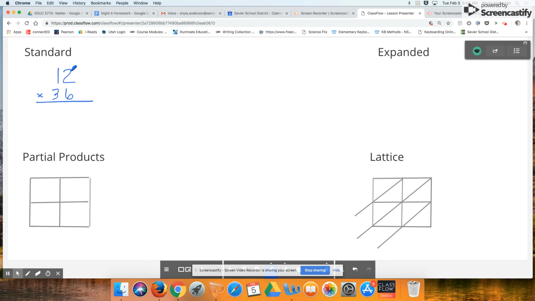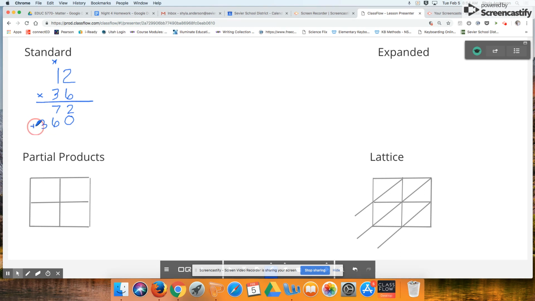So to start off, we go 2 times 6 is 12. Bring your 1 up at the top. 6 times 1 is 6, plus 1 is 7. From here, we are going to add a placeholder and cross off our 1 at the top. Now we are going to go 3 times 2 is 6. And then 3 times 1 is 3.